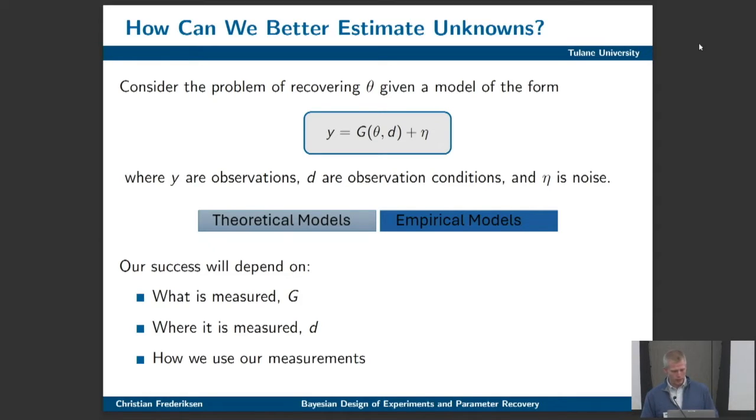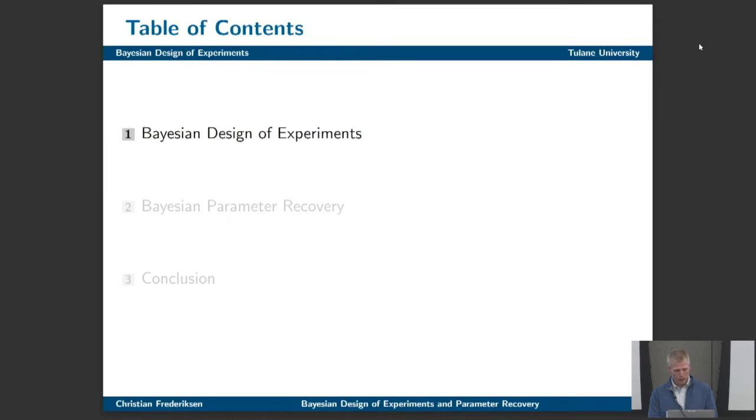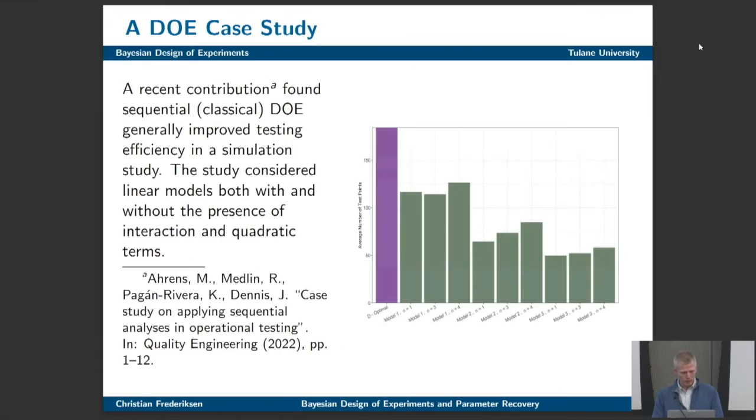As you might guess from the title of the talk, I'm going to be talking about Bayesian methods for that last bullet. So I'll start with some DOE. Our starting point was this paper, a case study on applying sequential analysis in operational testing. In it, they proposed a new sequential DOE methodology, and they used a simulation study to compare its performance to classical non-sequential DOE.